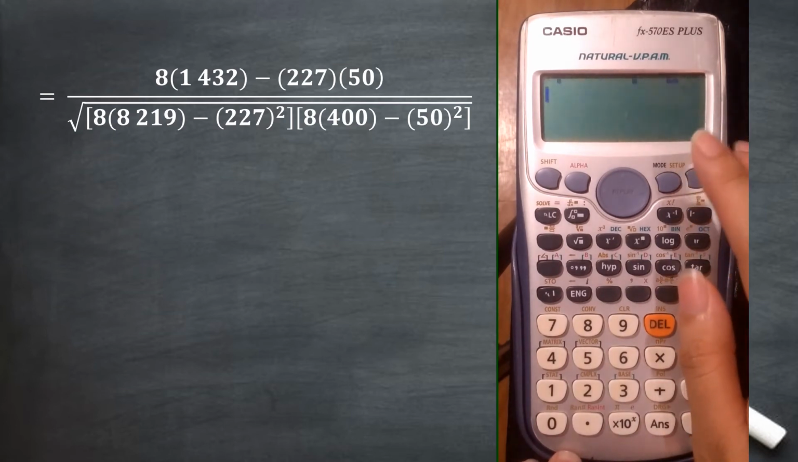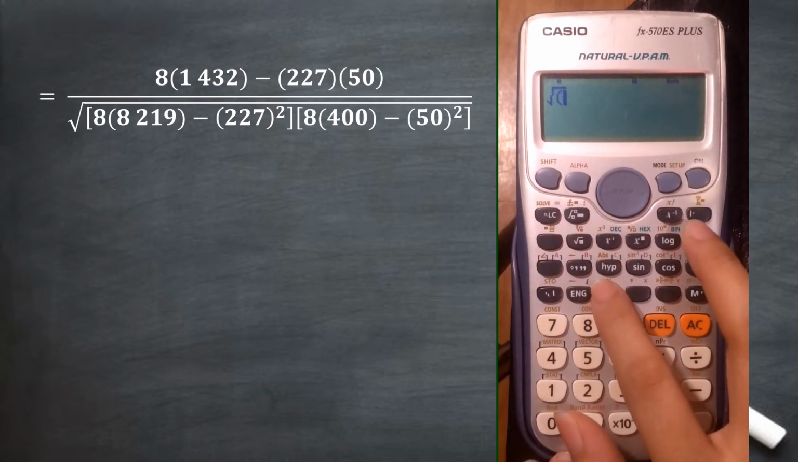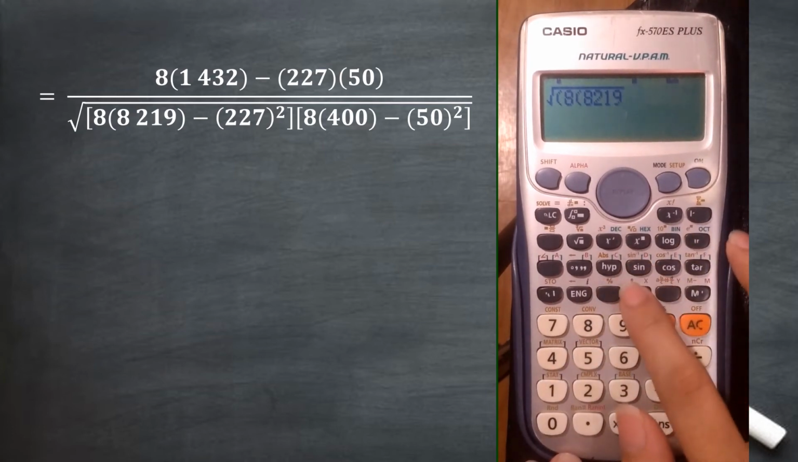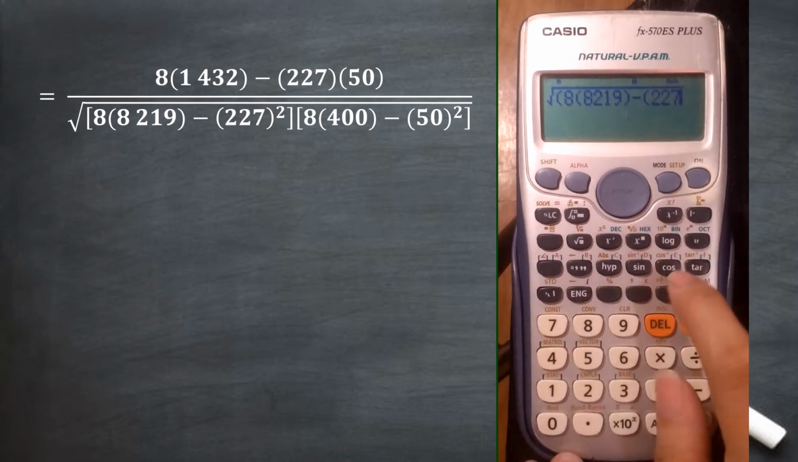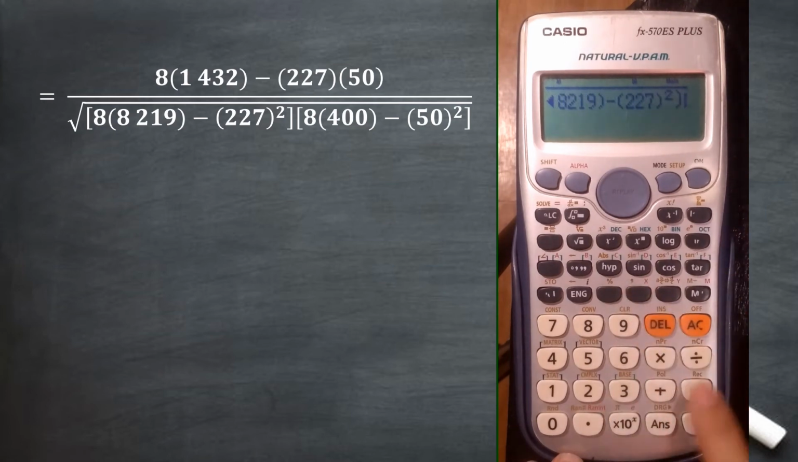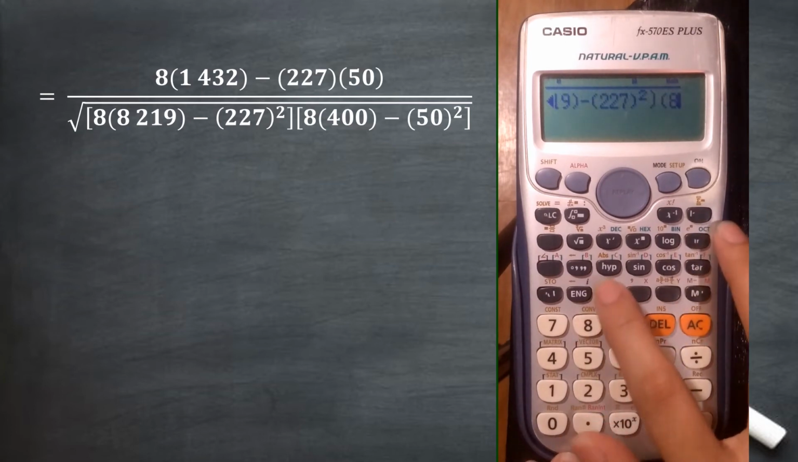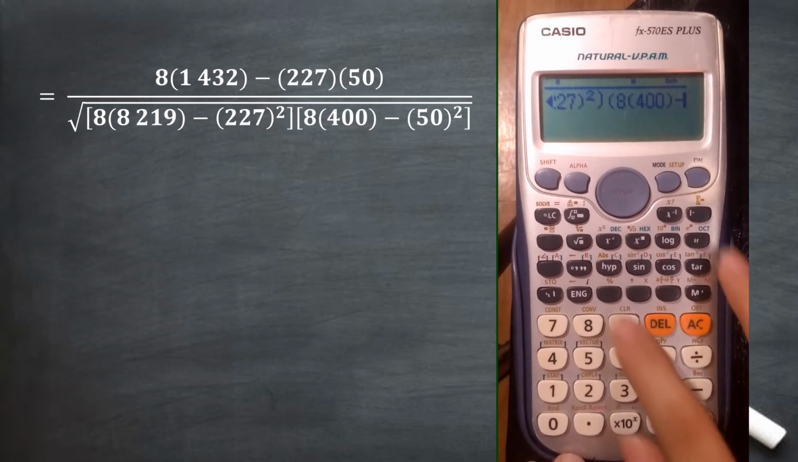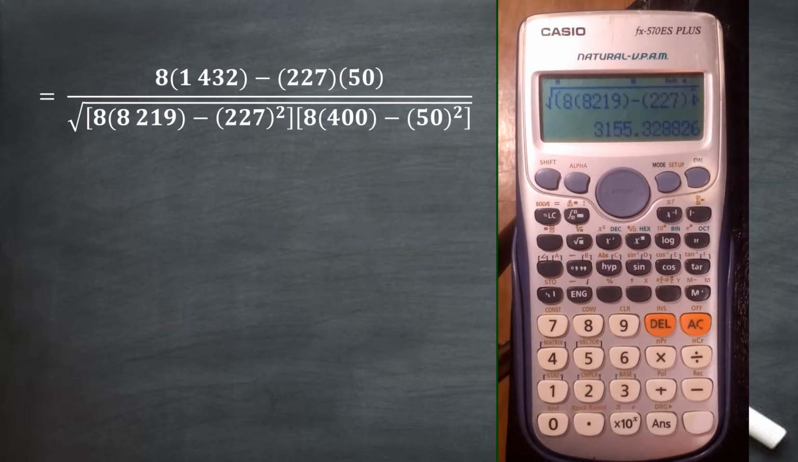Next, for the denominator, square root, then open, then 8, open again, 8,219 close, minus open, then 227 close, squared, close, multiplied by open 8, open 400 close, minus open 50 close, squared, close, equal sign. This is the value for the denominator.